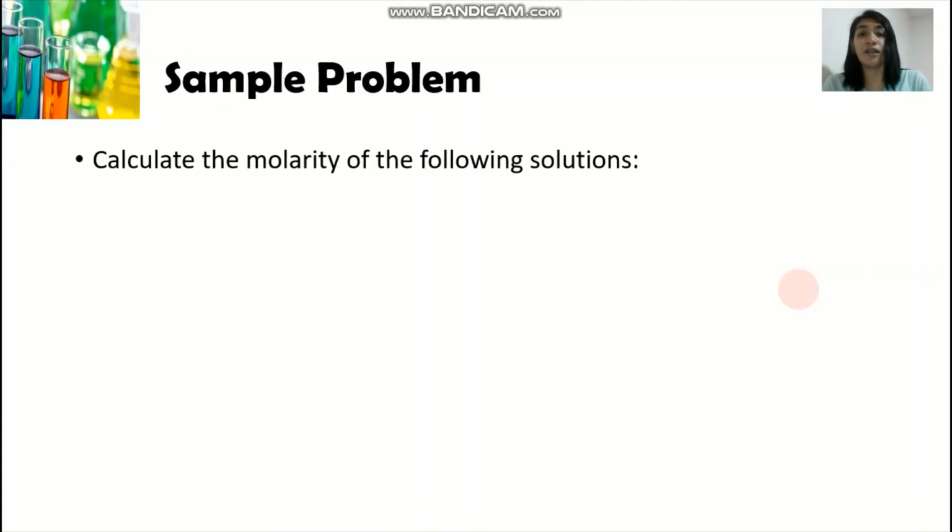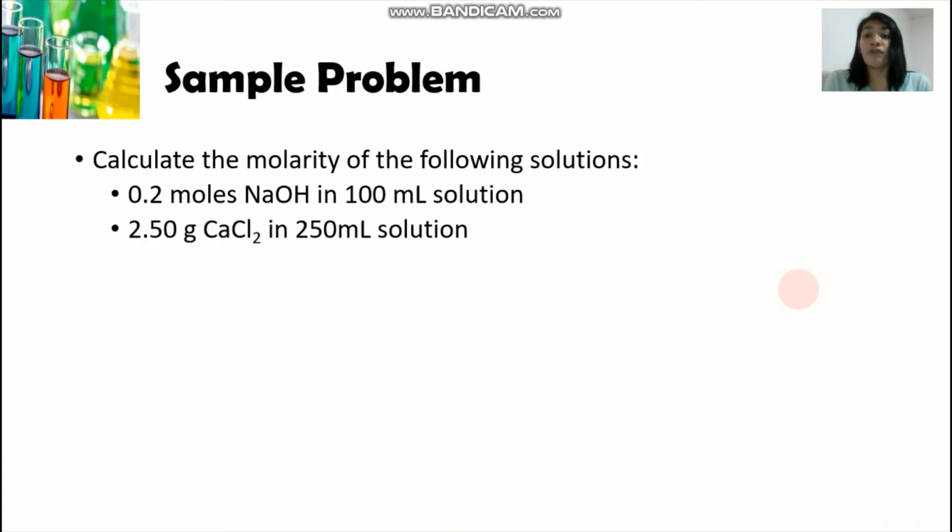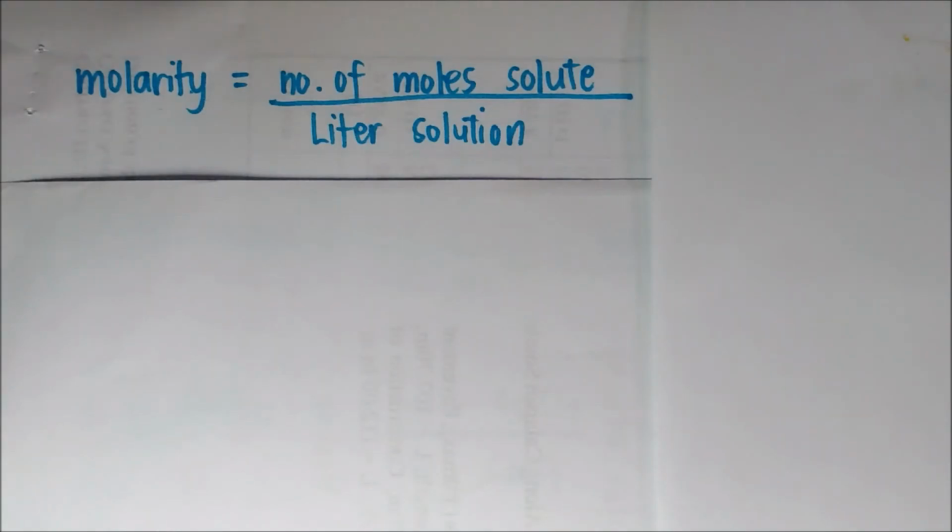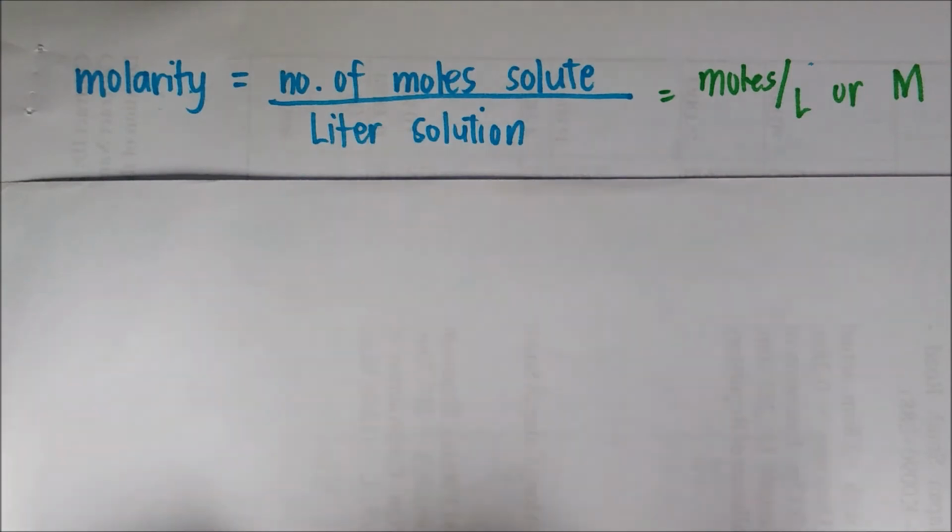Okay, so let's have another example. For this one, you calculate the molarity of the following solutions. You have 0.2 moles of sodium hydroxide in 100 milliliter solution, and 2.5 grams calcium chloride in 250 milliliter solution. Just a reminder, you check the units before you compute. For molarity, remember that our formula is number of moles solute divided by liter solution. So the final unit of your molarity would be moles per liter, or simply your capital M.